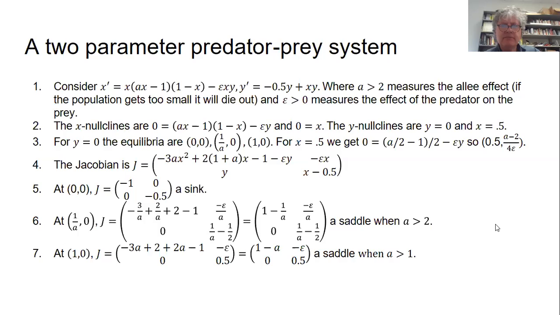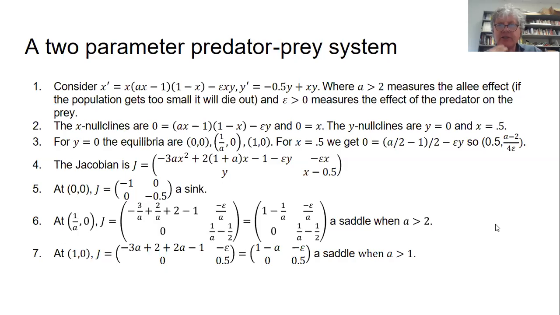So we've got a predator-prey system, and for the prey, which is modeled by X, it's not the simple logistic equation. I've incorporated what's known as the Allee effect. That's a situation where if a population gets too small, then it can't possibly thrive. The idea is that it needs a certain number to be able to have a sustainable population. And so we're going to let A be greater than 2, and it measures that effect of the population dying out if X gets too small.